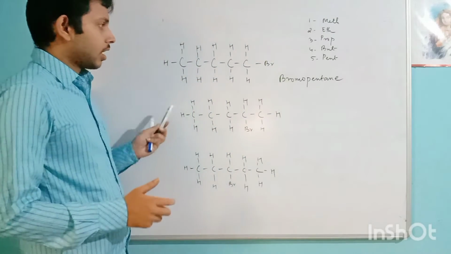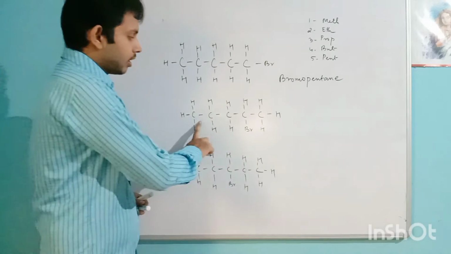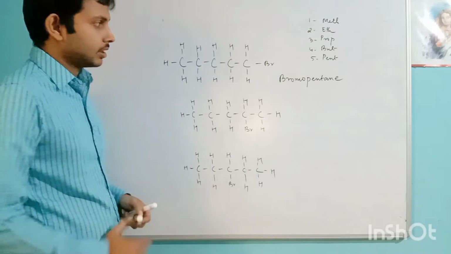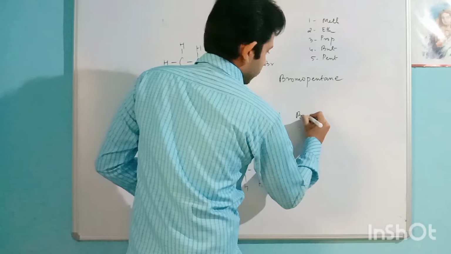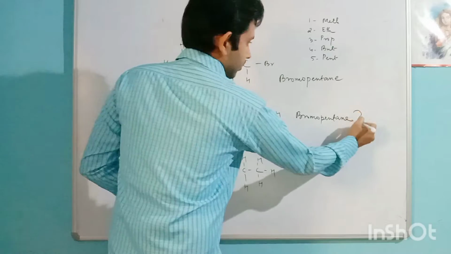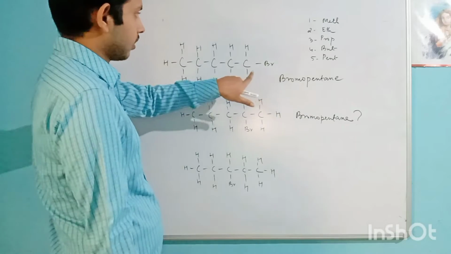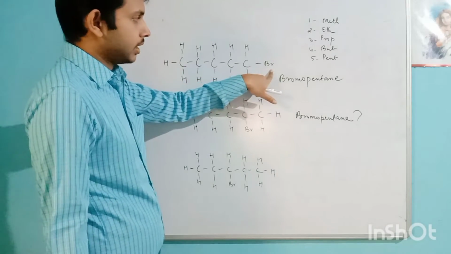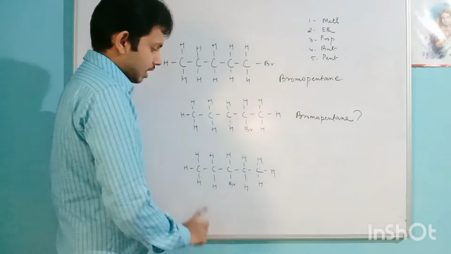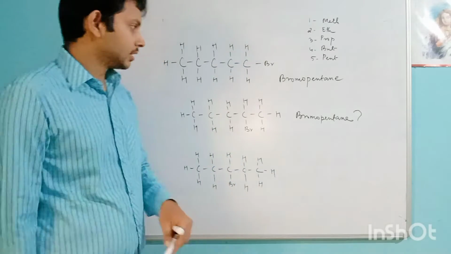Okay. Now coming to the next question, here you will learn a concept. Here also there are 5 carbons, and there is one bromine. Shall I write bromopentane? Is it correct? No, it isn't, because here the position of bromine is at a different place, and here the position of bromine is at a different place. Similarly, the third compound also has bromine at a different place.